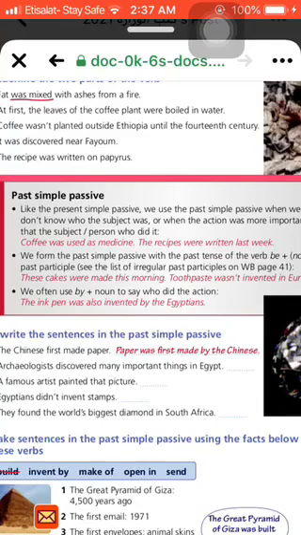We often use by plus noun to say who did the action. The ink pen was also invented by the Egyptians. So, the form of the past simple passive is object plus was or were plus past participle from the verb.